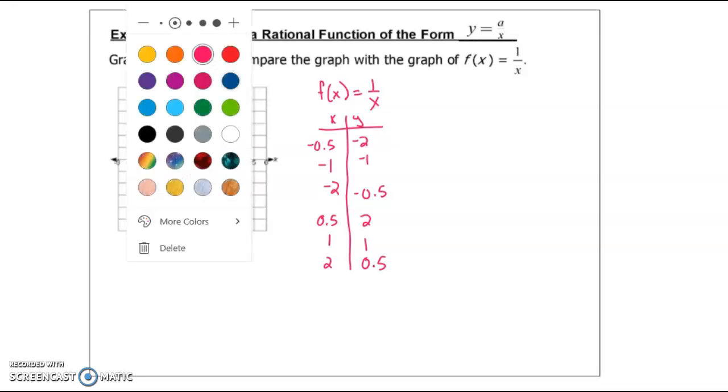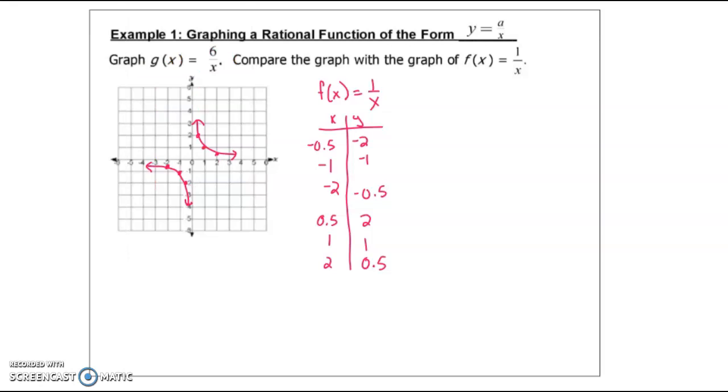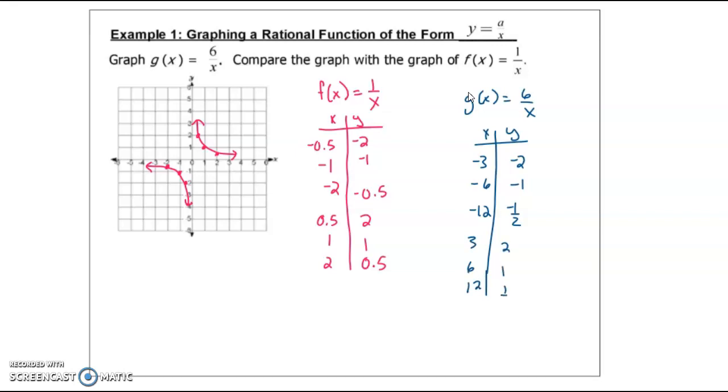Okay, so then the other function, g of x equals 6 over x. I came up with these points. So I used numbers that divided nicely with 6. I used negative 3, negative 6, and negative 12. So I got negative 2, negative 1, and negative 1/2. And then I used 3, 6, and 12 for the other branch, and I got 2, 1, and 1/2. All right, let's take a look where those are. They kind of hung off the edge. I eventually went back and filled in some other points, to be honest.